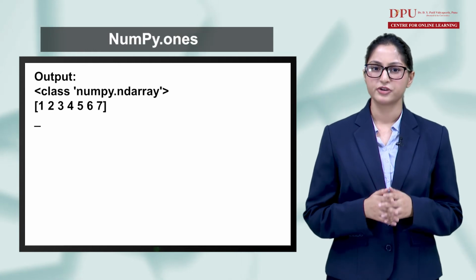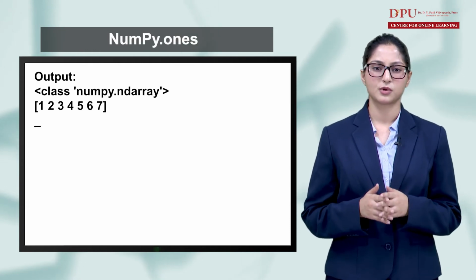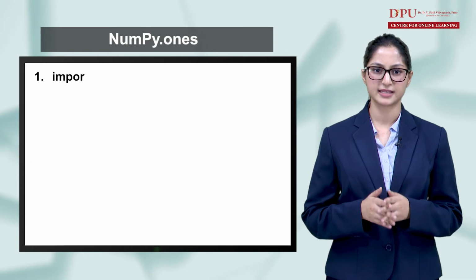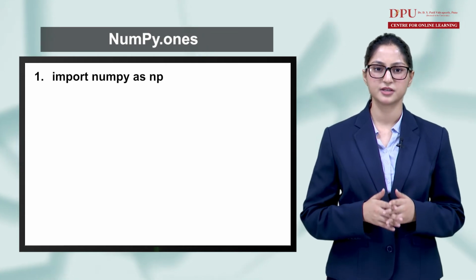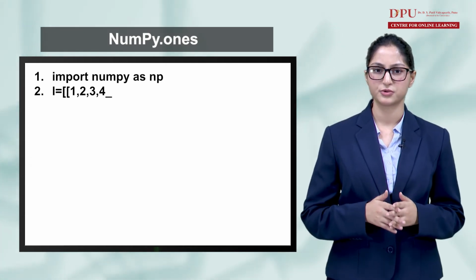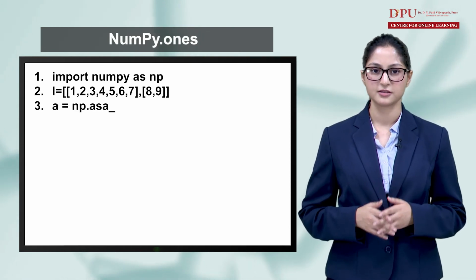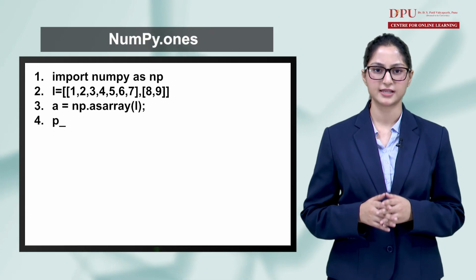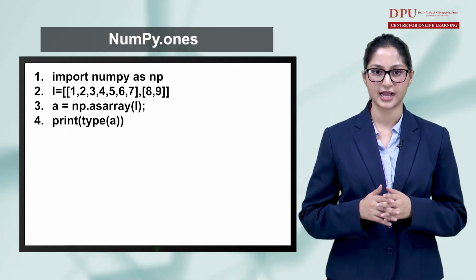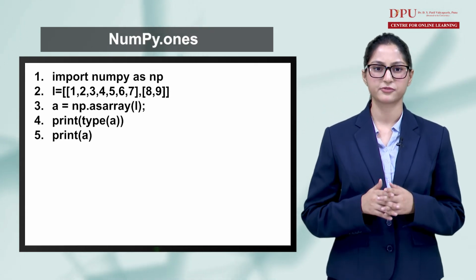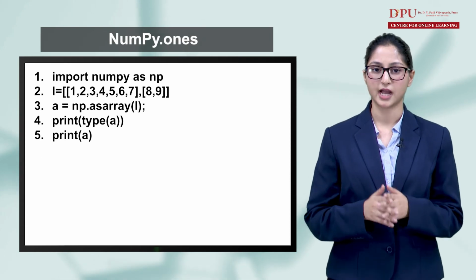Example: creating a NumPy array using more than one list. Import numpy as np, l = [1 to 7] all numbers within square brackets, [8, 9] within another square brackets. a = np.asarray(l) with l as parameter to the asarray routine. Print type of a, print a. The output is.